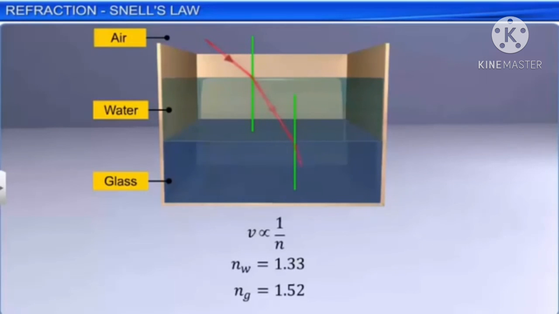Note that optical density of a medium is different from its mass density. The optical density of a medium is its refractive index and depends on the speed of light in it. Whereas mass density is the mass per unit volume.